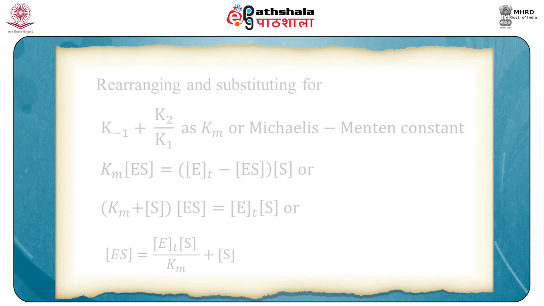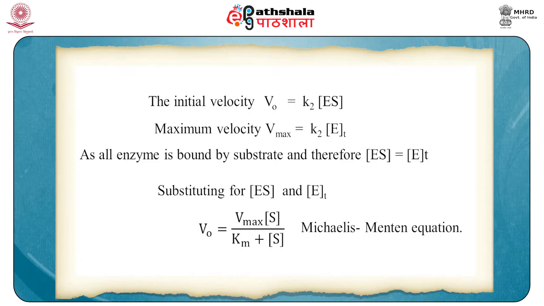The initial velocity V0 is equal to k2 ES, and maximum velocity Vmax is equal to k2 ET, as all enzyme is bound by substrate and therefore ES is equal to ET. Substituting for ES and ET, V0 is equal to Vmax times S divided by Km plus S, which is the Michaelis-Menten equation. This equation is the basic equation of enzyme kinetics.